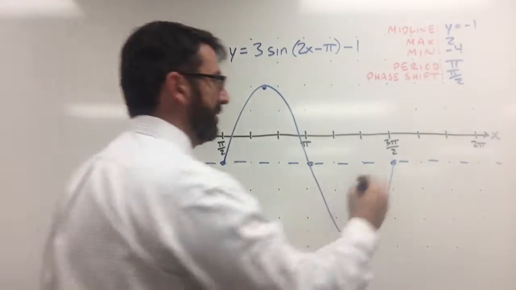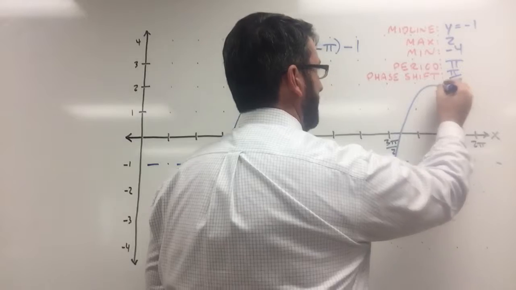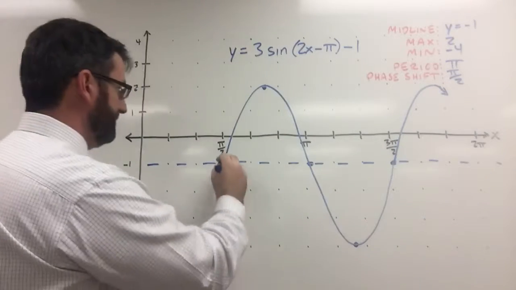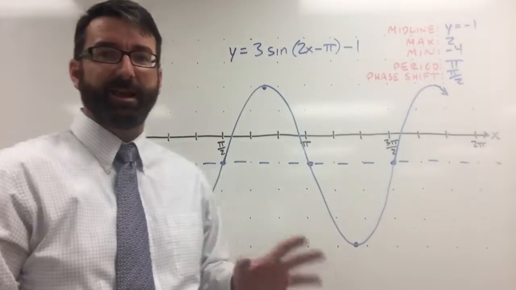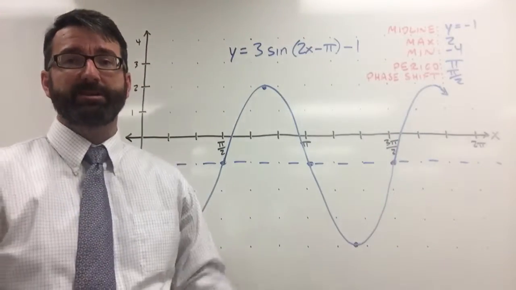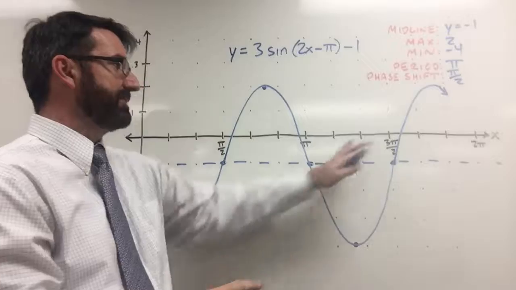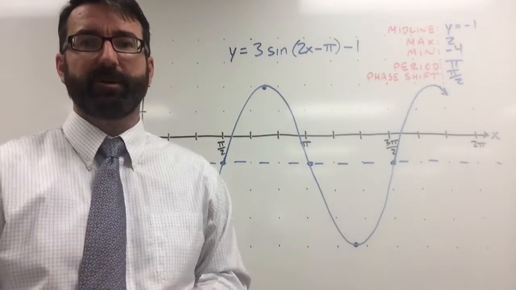And now remember, of course, that this is going to continue on to infinity in both directions. It's going to continue to oscillate like that. But with just those 5 points, we'll be able to graph the sine function and get the general idea of what it's going to do.